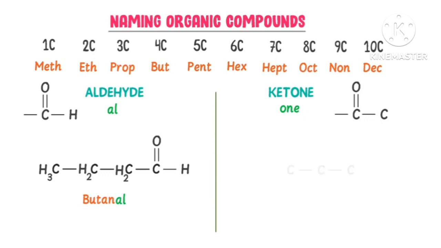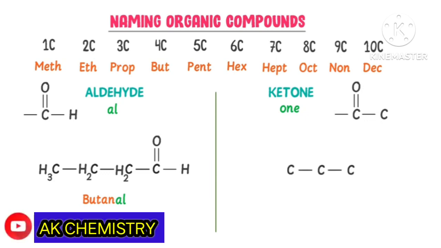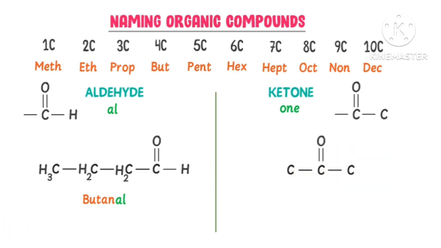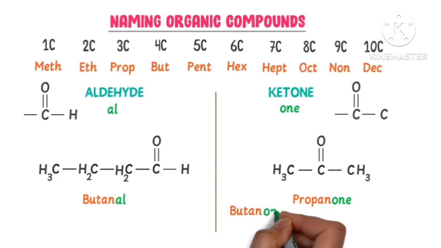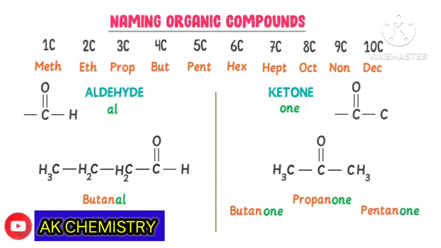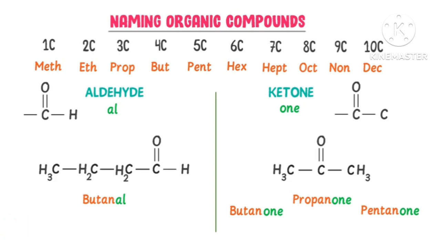On the other hand, consider these 3 carbon atoms. Let the functional group of ketones is bonded to this carbon atom. I write H3 and H3. There are 3 carbon atoms present in it. I write propane. For the functional group of ketone, I write one. So I get propanone. Similarly, in case of 4 carbon atoms, I get butanone. In case of 5 carbon atoms, I get pentanone. I hope that you have learned all about the nomenclature of organic compounds.